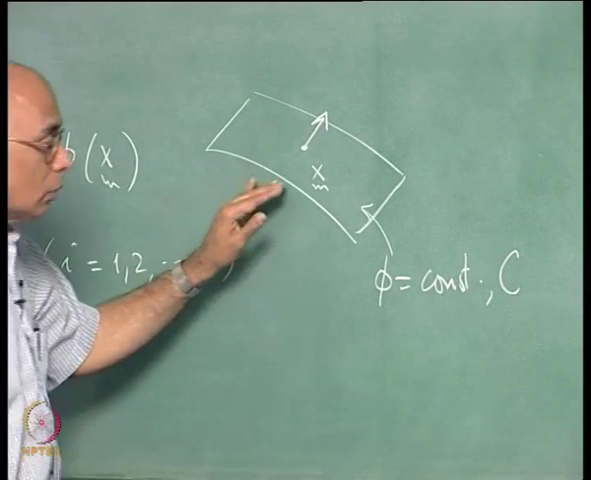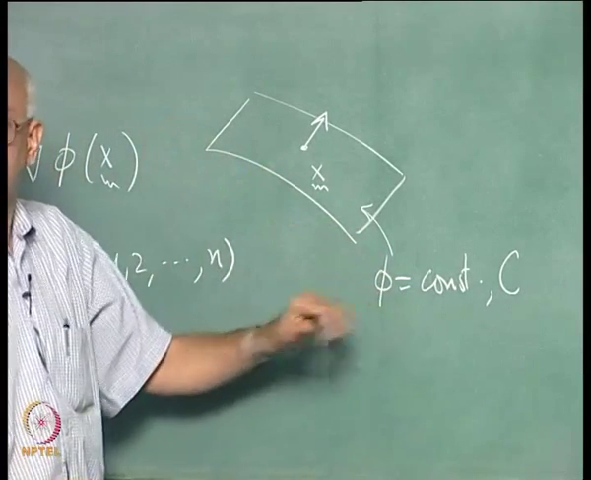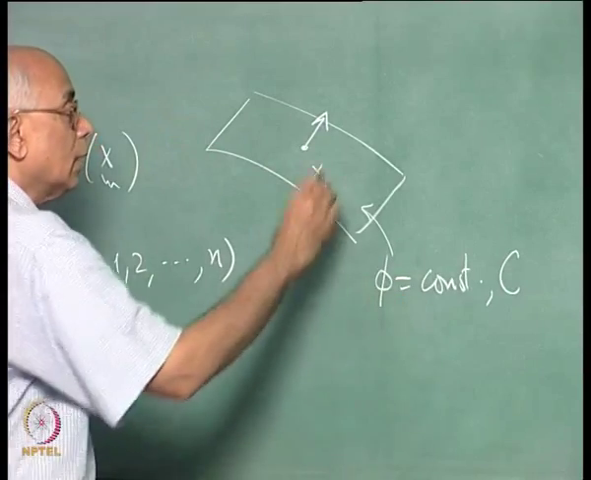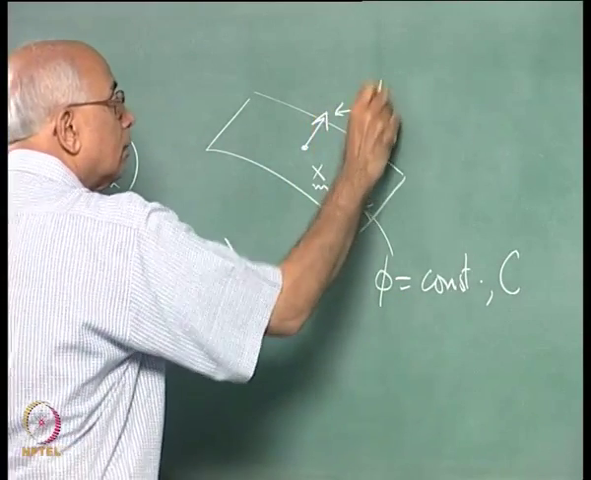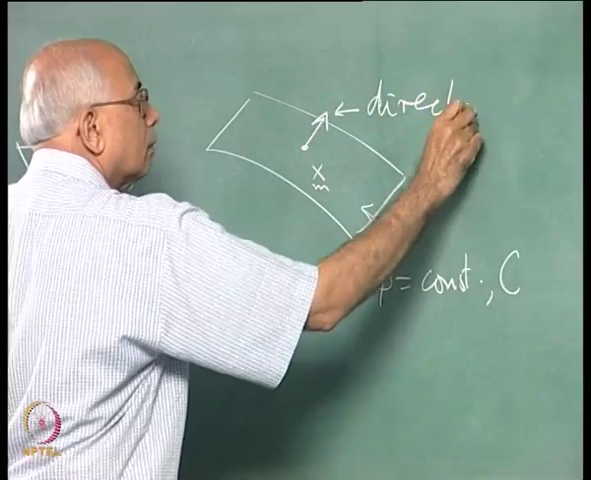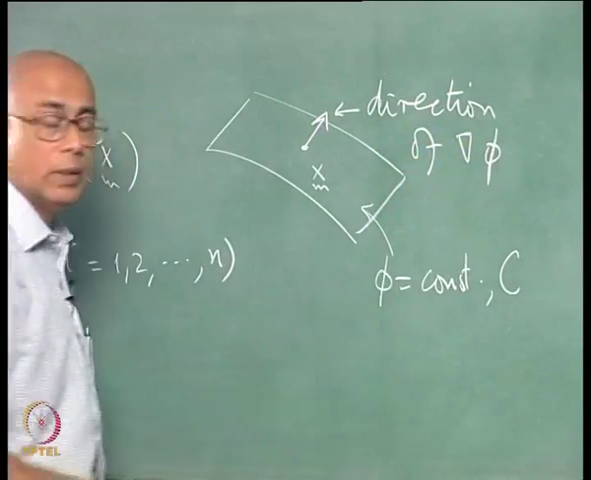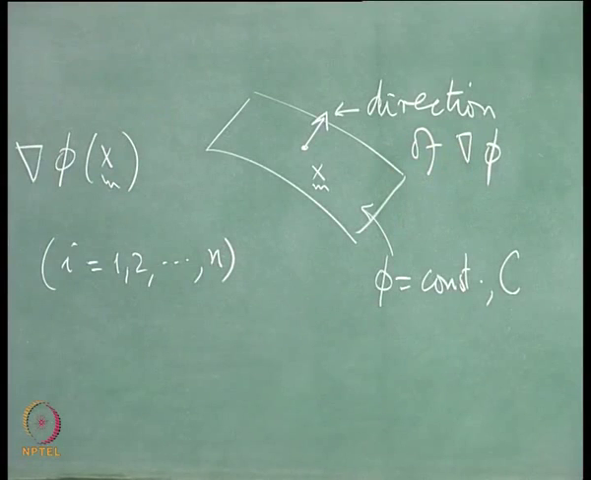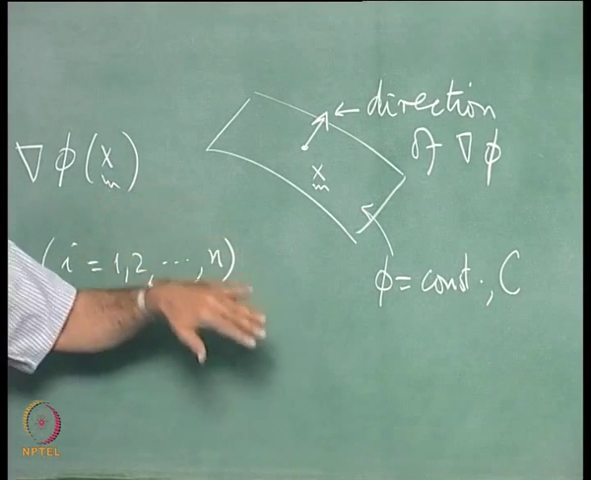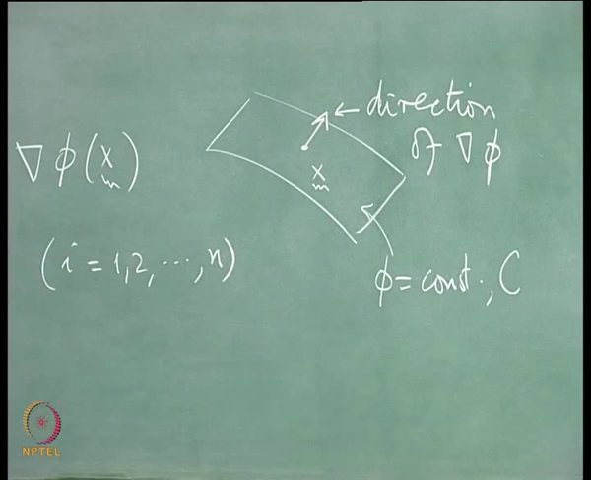So if phi equal to constant is a level surface, then this is the direction of the gradient of phi at that point, which means the flow lines or the phase trajectories of a gradient system are always normal to the level surfaces phi equal to constant at each point. Now that is a useful fact to know.